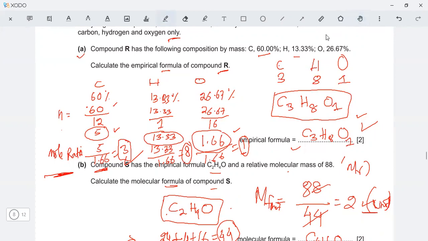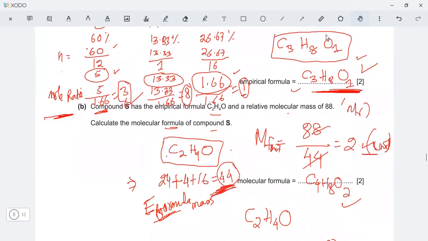That means there will be 3 carbon atoms, 8 hydrogen atoms and 1 oxygen. So the empirical formula is going to be C3H8O. If you write the oxygen 1, it's fine. If you are not writing 1 also, it's fine. Okay. Second question: compound S has the empirical formula of C2H4O.